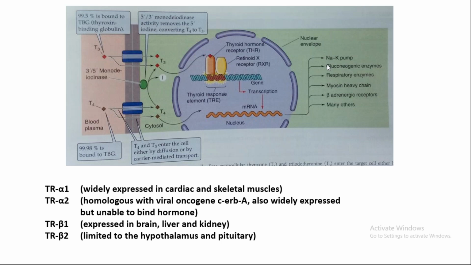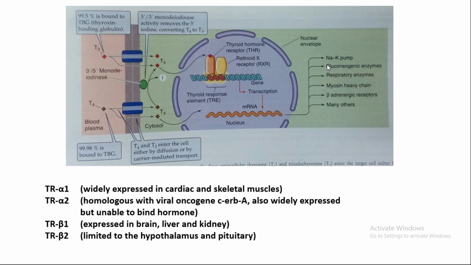T3 also stimulates the transcription of genes for both the alpha and beta subunits of the sodium potassium pump. So you know the structure of the sodium potassium pump: alpha and beta. Both these structures are synthesized, and ultimately that leads to the mature protein structure, which is recruited. Increased oxygen consumption stimulated by thyroid hormone is also mediated by sodium potassium ATPase activity.